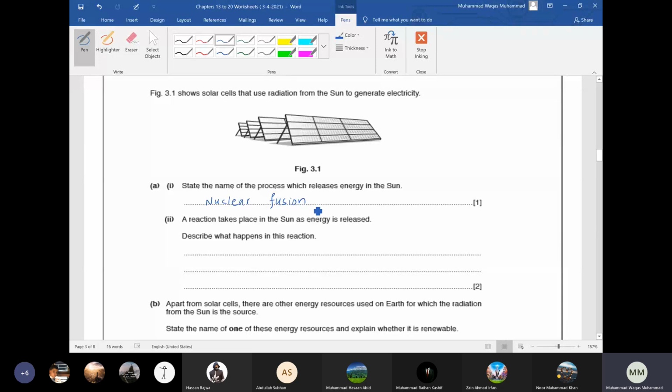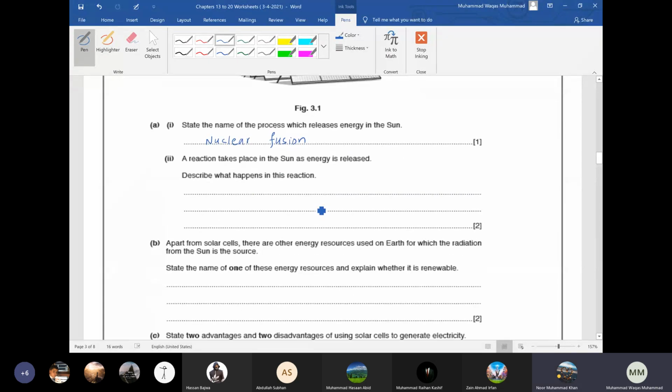And beta, fusion means what? Joining together. So a reaction takes place in the sun: nuclei of hydrogen atoms join together to make a helium nucleus. Shabash. Simply, fusion is joining of smaller atoms to form a large atom. So in fusion, smaller nuclei join, or combine, to form larger nuclei. Understand, beta? So what happens in fusion?